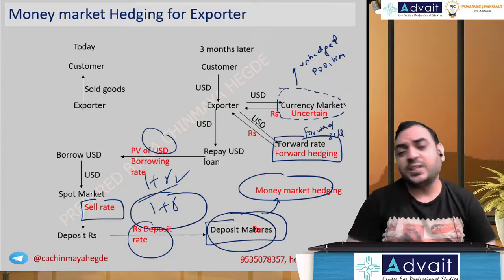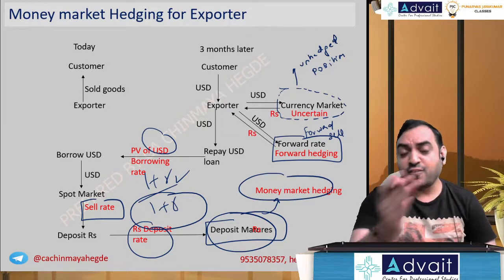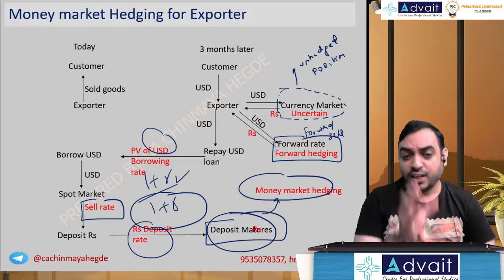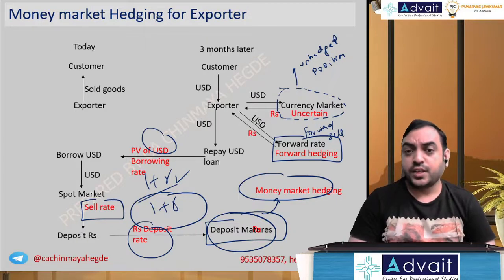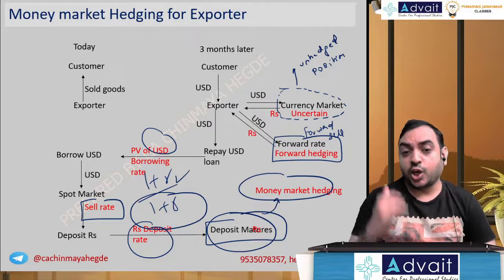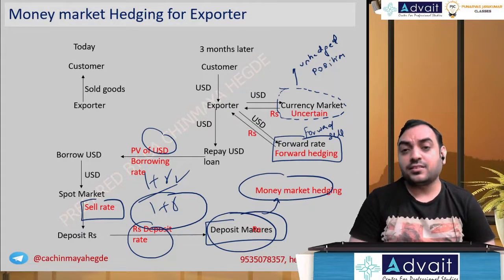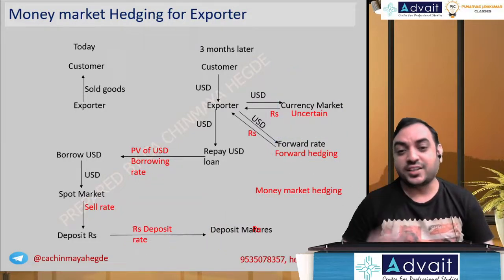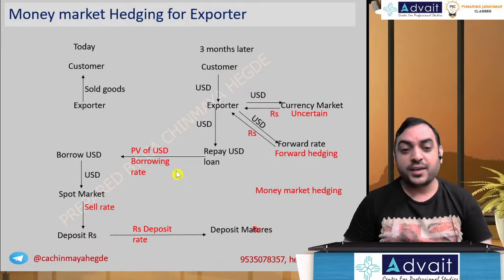Have you heard of this sentence somewhere? Have you seen this formula somewhere? We take the spot rate. In the numerator, I do 1 plus local rate. In the denominator, I do 1 plus foreign rate. That is the interest rate parity theorem, right? So there is a shortcut which we can apply for money market hedging for the exporter as well as the importer. I'll show you that shortcut.